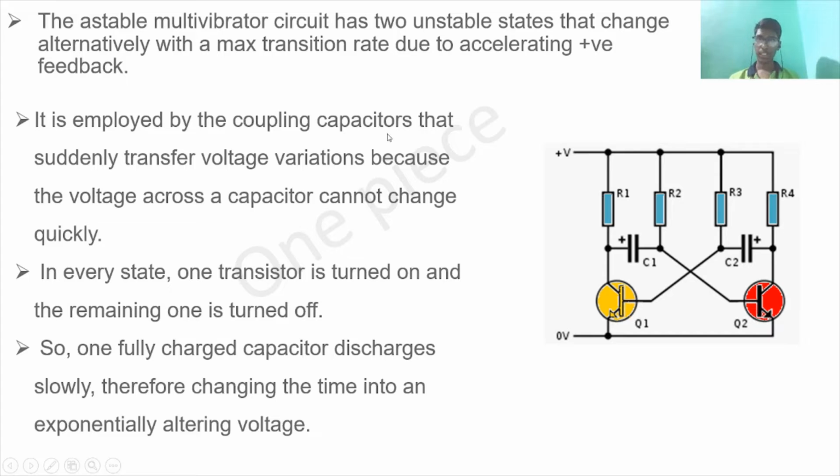It is simply due to the coupling resistance that transfers voltage variations, because the voltage across the capacitor cannot change quickly. In every state, one transistor is turned on and the remaining one is turned off. So one fully charged capacitor discharges slowly, therefore changing the time into an exponentially changing voltage.